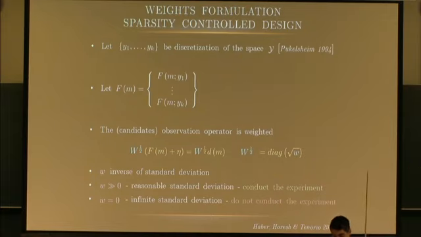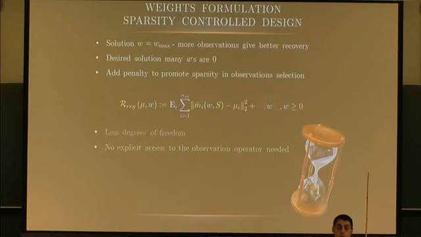Now, in order to induce a small number of those, we can add a p penalty to this w on the diagonal. So most of those w's will be 0. Few of them would be non-zero. And solving this design problem would provide us an experiment that has a small number of observations.